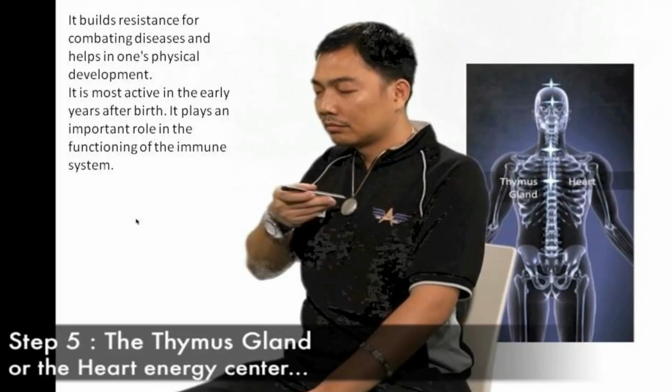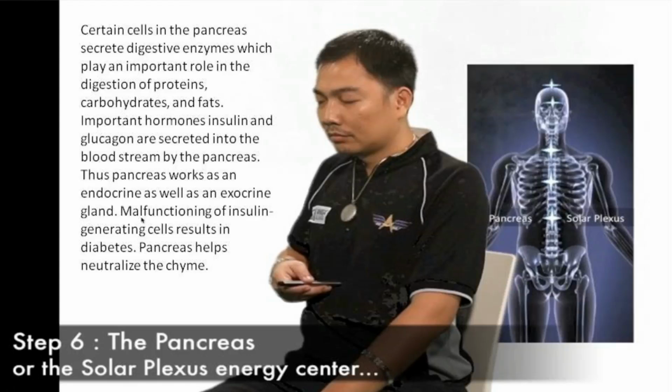All right, the sixth is called the pancreas or the solar plexus energy center. Certain cells in the pancreas secrete digestive enzymes, which play an important role in the digestion of proteins, carbohydrates, and fats. And we all know that we need different types of digestive enzymes to break down different types of food. So when you wand at the solar plexus area, the pancreas area, it helps the secretion of different types of digestive enzymes from your body itself.